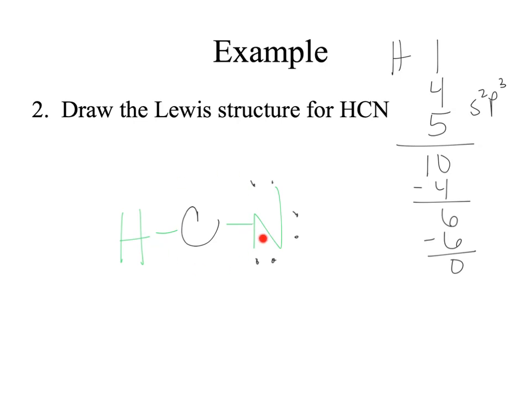But look at poor little carbon. It only has 4. It needs to be 8 to be stable. So we need to fix something here. This is not going to be stable. But we have no more electrons to give to carbon. So what can we do? This is when we will move electrons to create double bonds.